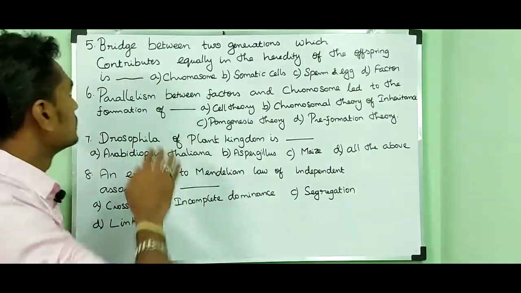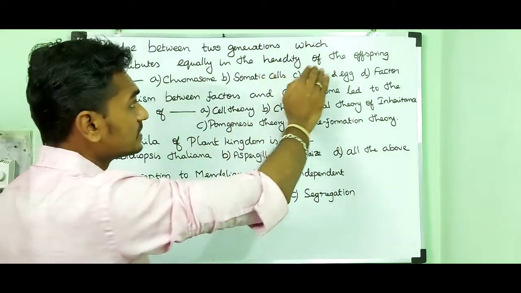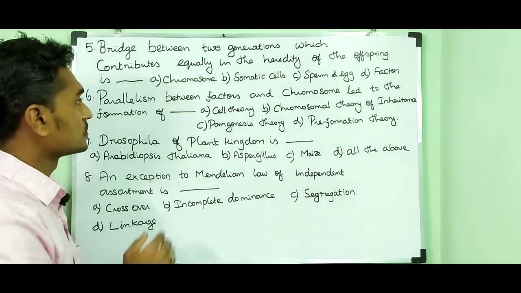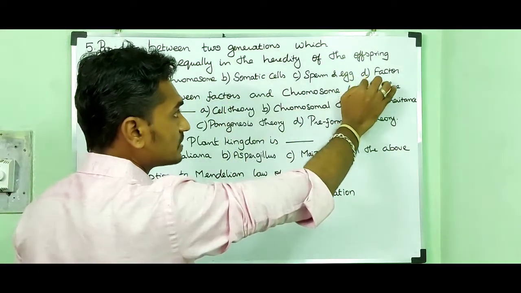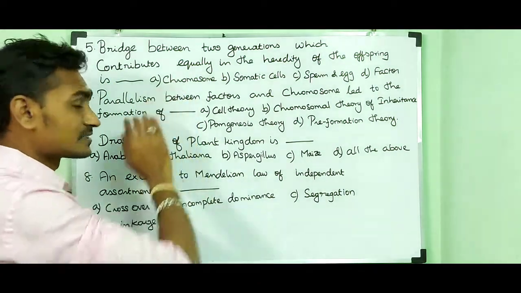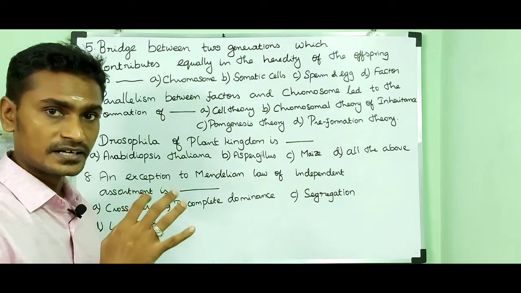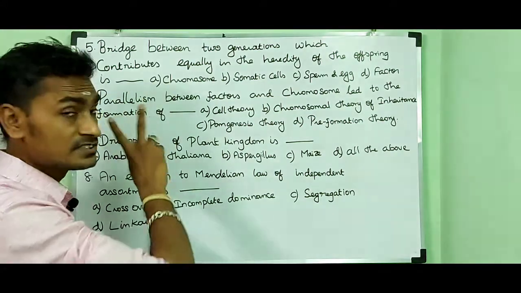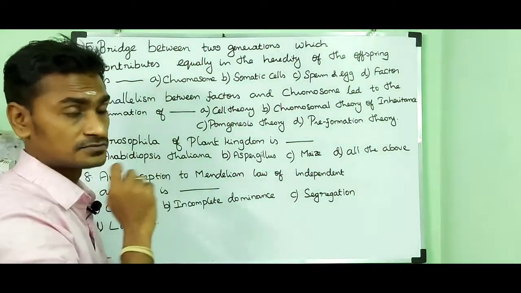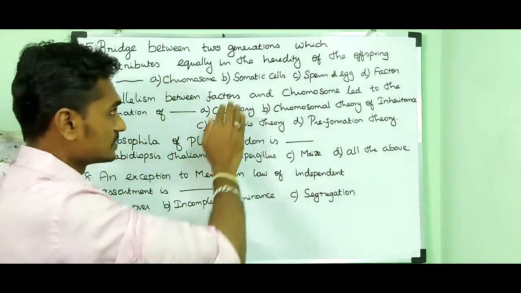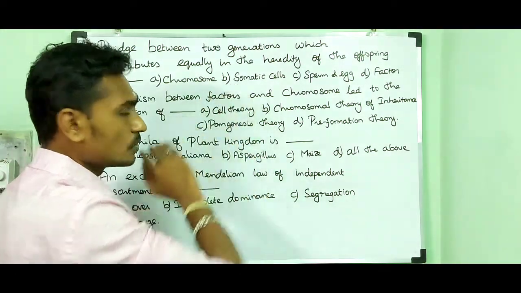Fifth question: the bridge between two generations which contributes equally in the heredity of the offspring. The options are A, chromosome; B, somatic cell; C, sperm and egg; D, factor. Chromosomes are the carriers of genes, which can transmit the character from one generation to another. But here the question is about a bridge between two generations which contributes equally in heredity. So chromosome is not the correct answer. Somatic cell means cells other than reproductive cells, so B is also a wrong answer.